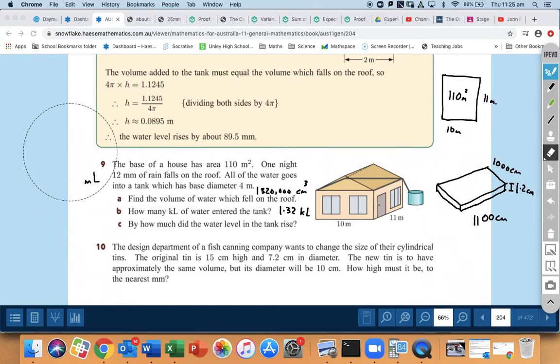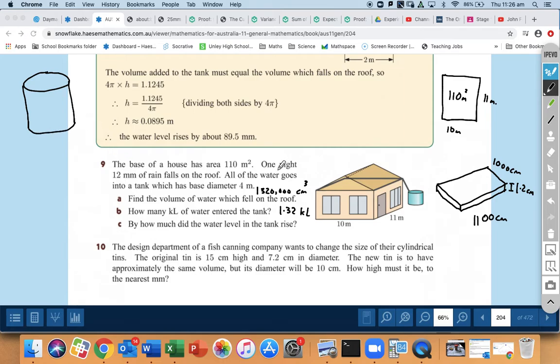So in part C, it says, how much did the water level rise in the tank? And all we know about the tank is that it has a diameter of 4 metres. We've got this tank. It's a cylinder, like water tanks usually are.